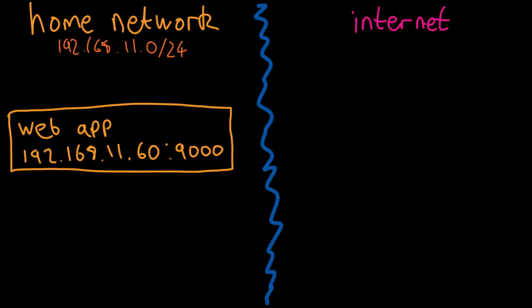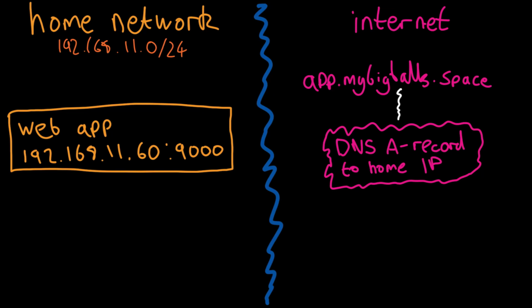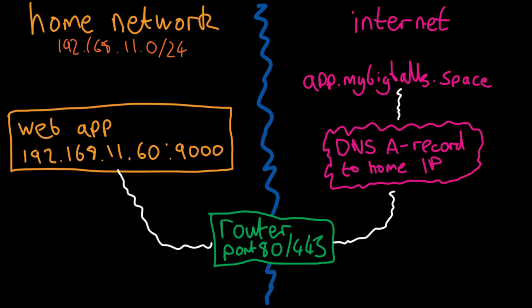The way this would traditionally be done is you would open a port on your router. We've got a domain name that we want to serve the app from, app.mybigballs.space, and I would create a DNS record for that. So when a user goes to app.mybigballs.space, it will resolve to my home IP address, which will then talk to my router. I would configure a port forward on my router to receive traffic on port 80 or 443 for HTTPS, and when it receives a packet like that on its WAN interface, forward it to my virtual machine on my local network side on port 9000. This is all great, it works, it's fine.